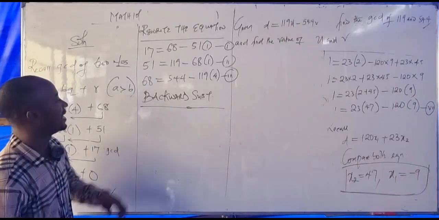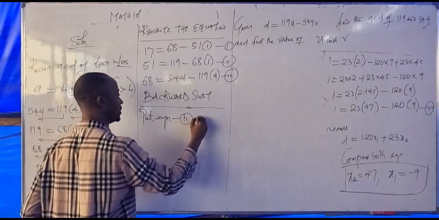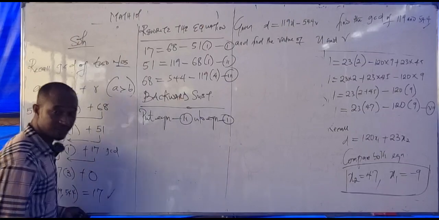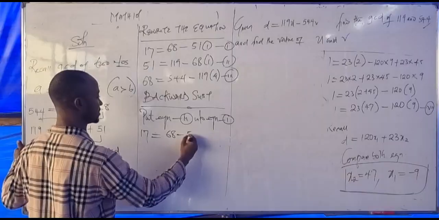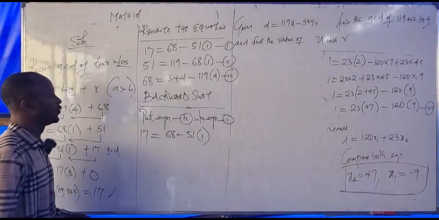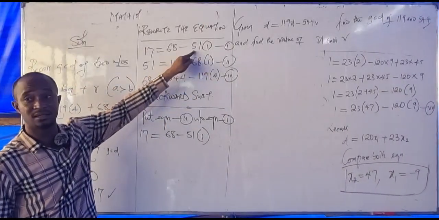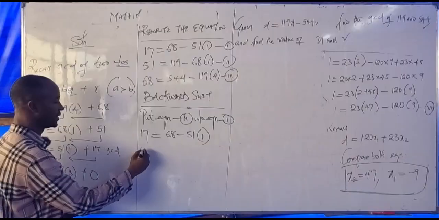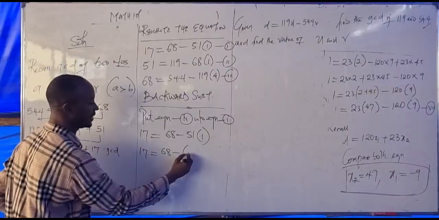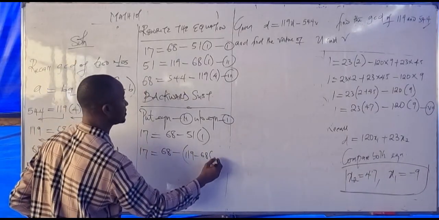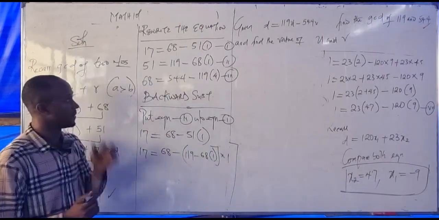You remember now, we backward substitute, meaning we put equation 2 into equation 1. Let me get equation 1: 17 equals 68 minus 51 times 1. So I'm putting equation 2 into 1, meaning anywhere I see 51, I'll put this. Do you have it here? Now let's go. What will it be? 17 equals 68 minus, in brackets, what's 51? This: 119 minus 68 times 1, all times 1.